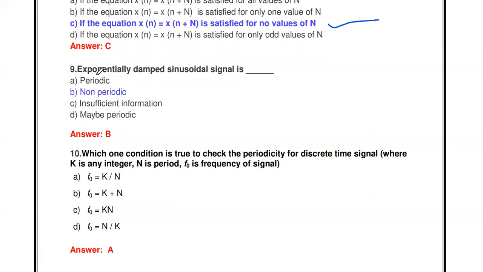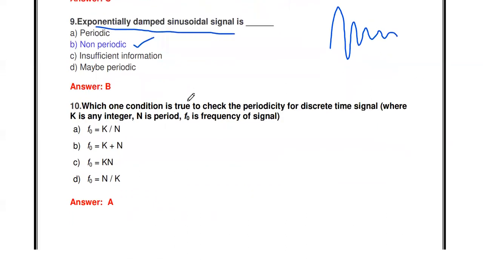Then the next one: the exponentially damped sinusoidal signal is dash. An exponentially damped sinusoidal signal has an exponentially decaying amplitude. It is a sinusoidal waveform, but the amplitude of the sinusoidal waveform is exponentially decaying. So this type of waveform is which signal? Non-periodic. You see the shape, the amplitude is decreasing. So it's a non-periodic signal.